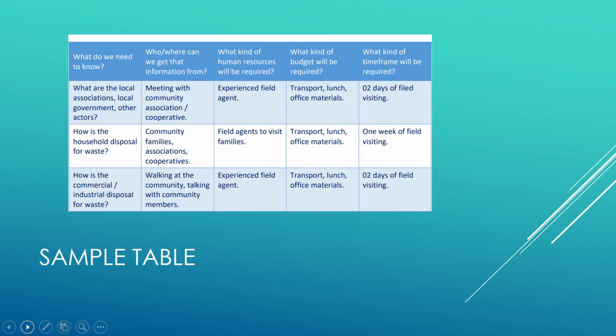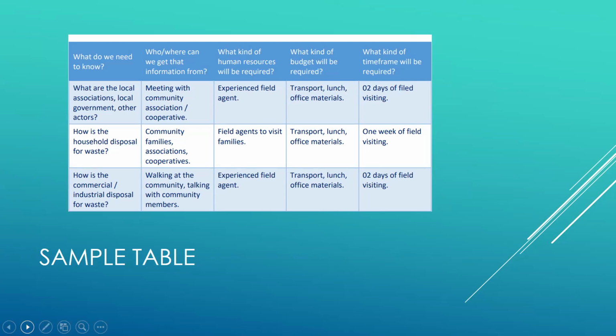If you want to know how household disposal is, where are you going to meet the people that are going to answer this question? Of course, there are community families. They are the people that work in associations. They are the members of the cooperatives. That's where you're going to meet family people that are going to answer all these questions. And then you're moving into the question about how the commercial waste is disposed. Again, you're talking to the community members.